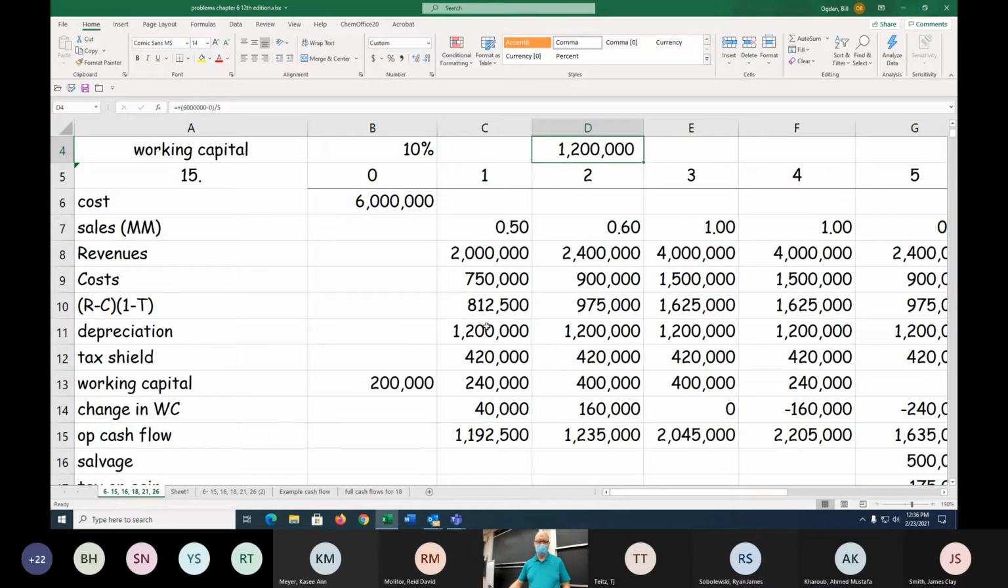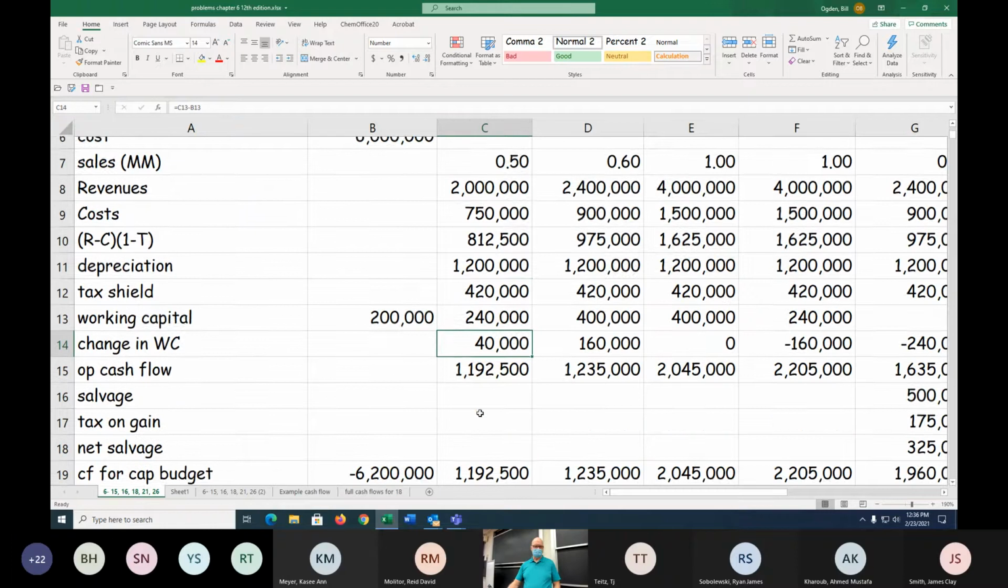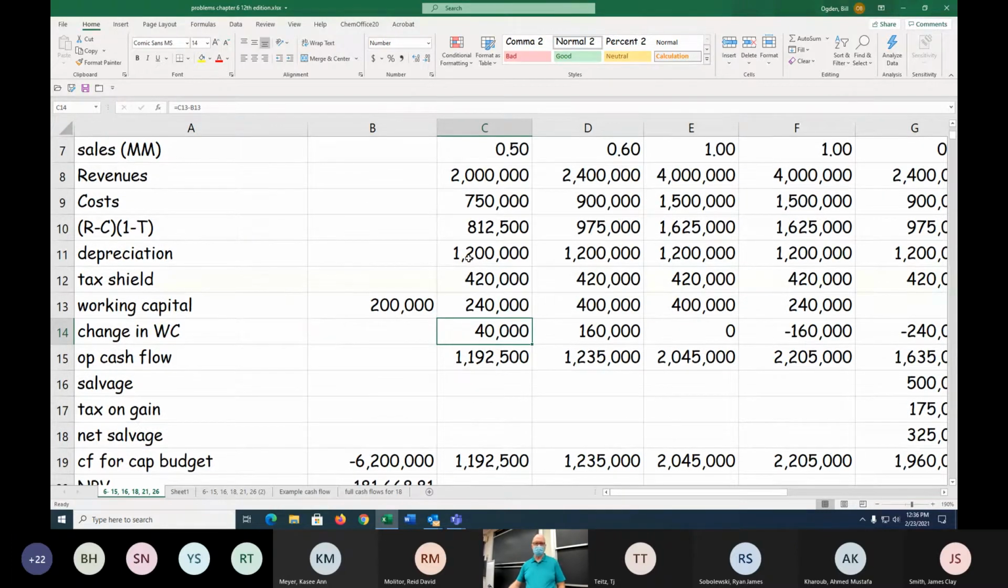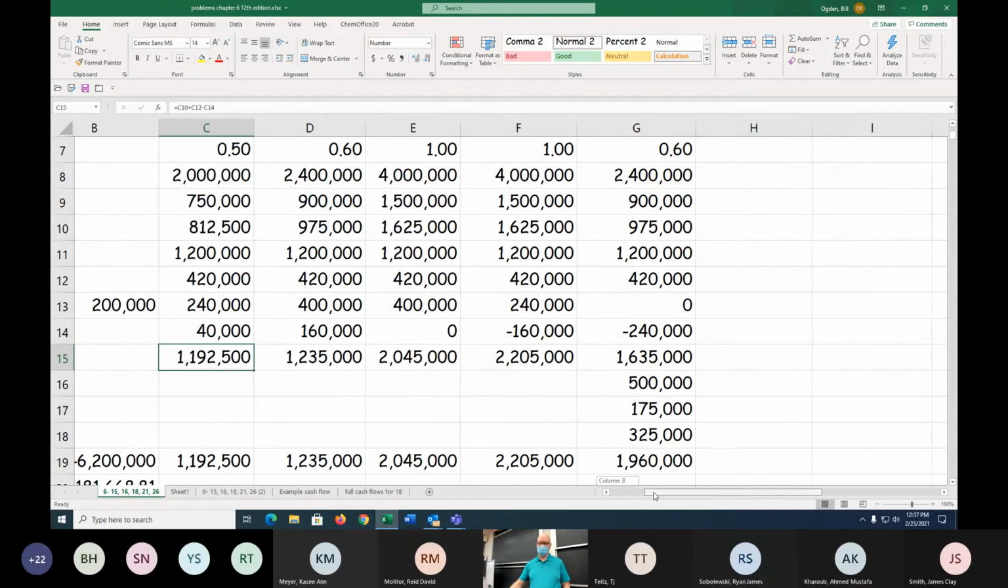All right, and then we're starting with 10% of the following year's sales as working capital. So we have initially 200,000, and then at the end of year 1, we'd have 10% of 2.4 million, or 240. That's an increase of 40. And so therefore our cash flow would be the 812,500 plus 420 minus 40, and that's what we get. And you just go along like that until you get to the last year.